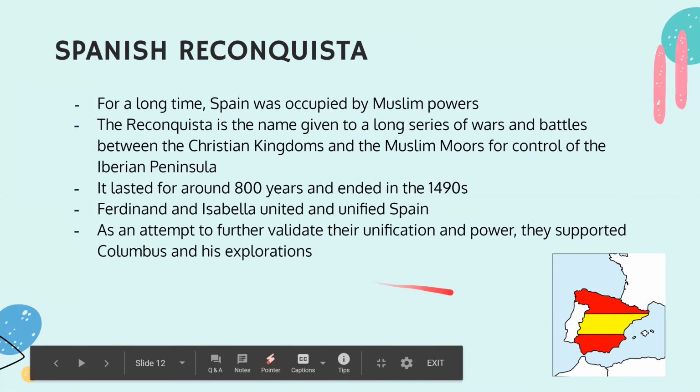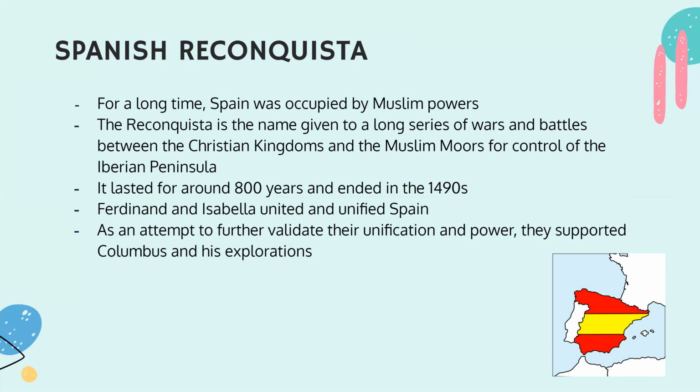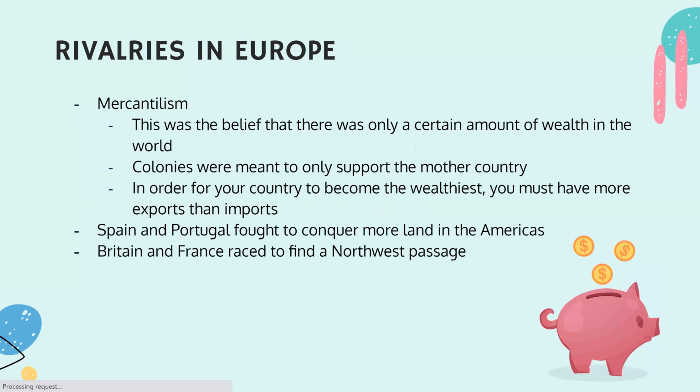And then after the Reconquista was completed, King Ferdinand and Queen Isabella unified Spain. And because they were a new country, a new state, they wanted to validate their power, and so they supported Columbus and his explorations and hoped that this would bring power and validation to their new country.